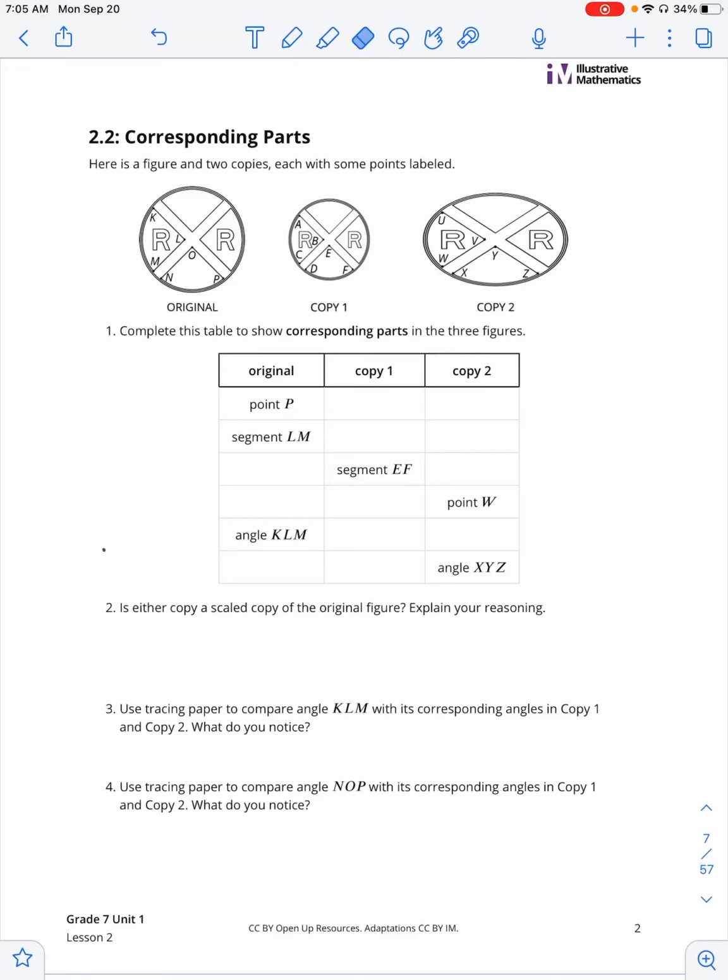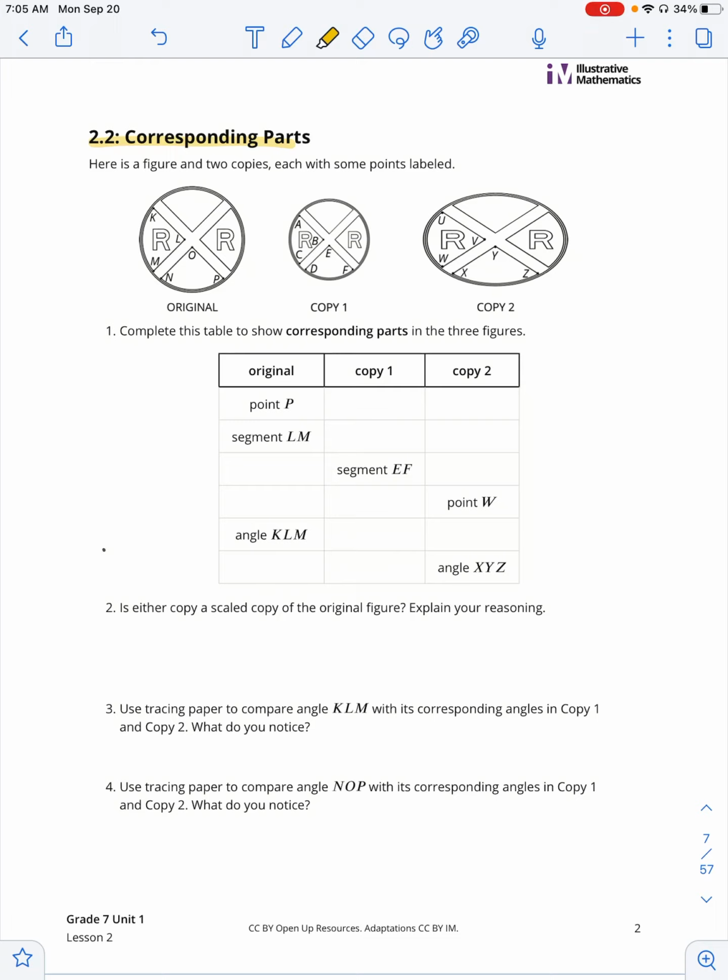On lesson 2. Remember, watching this video, you should have that lesson open in the ClassKick file, which is in the same folder as this video in Schoology. So if you were absent today, the first thing I want you to focus on is activity 2.2, corresponding points. You can skip that first activity, 2.1.